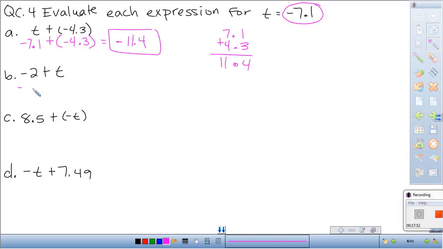B, again, leave everything else the same except for t. T is negative 7 and 1/10. So negative 7 and 1/10. That's the only thing I'm changing. Same sign or different signs? They have the same signs. They're both negative, so my answer is negative. And we have to add them together since they have the same sign. So we have 7 and 1/10.